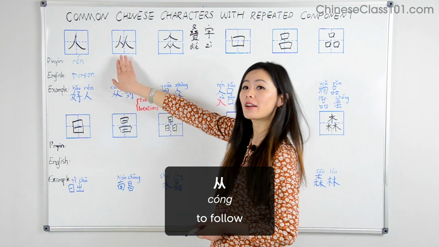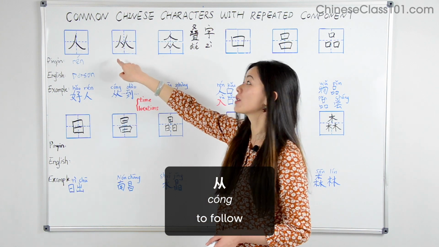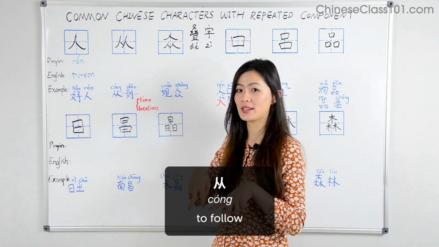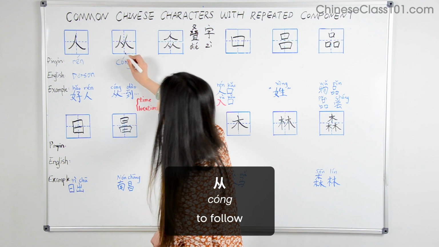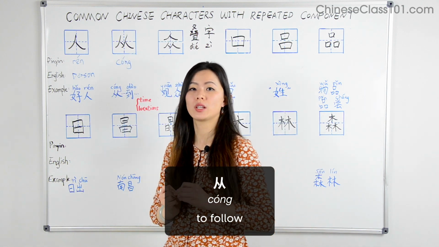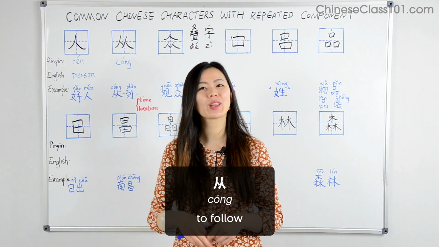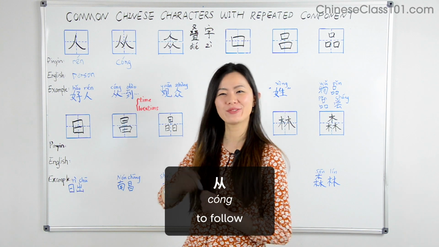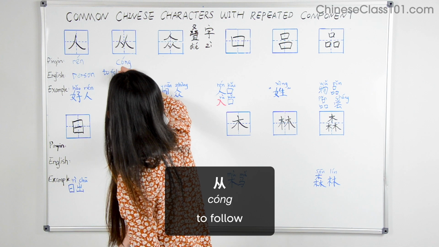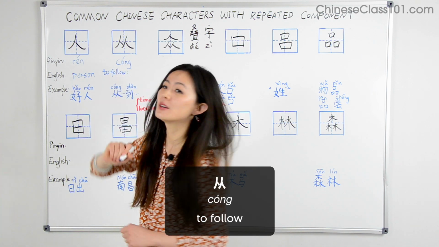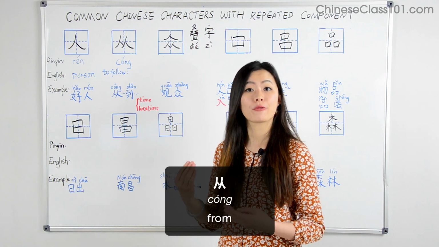Now, in this character, we have two 人 side by side. So, two persons side by side becomes 从. You see, a person following another person is 从. So, 从 means to follow. But there's another common meaning of 从, which is from.